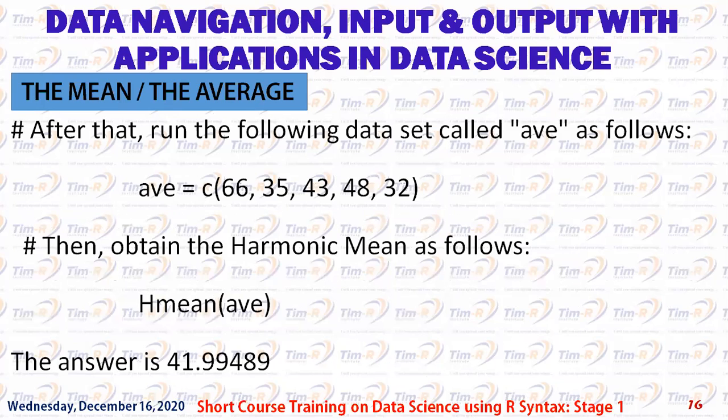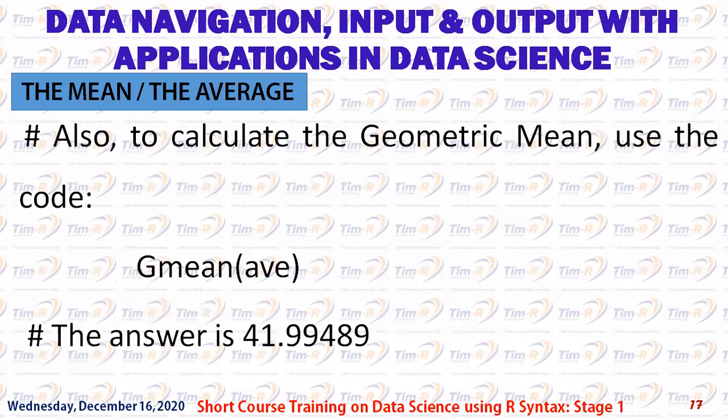Then you type the harmonic mean function on age. When you run it, the result will show to you. The answer should be 41.99489. That will be the answer. If you want to get the geometric mean as well, you use the same way with the geometric mean function. This will be the answer for you. I think you can see it.